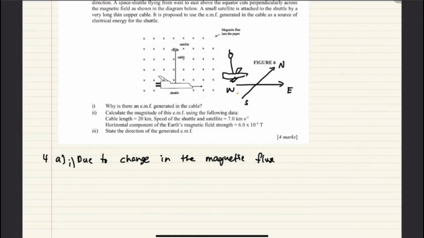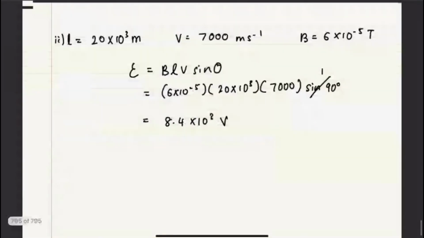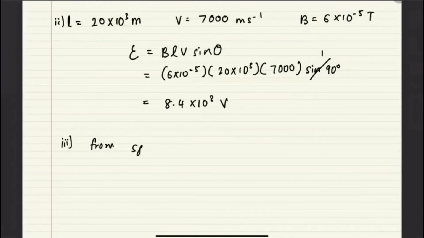Usually they ask for the direction of current. For current, it's easy. So the direction is upwards, or from the space shuttle to the satellite.